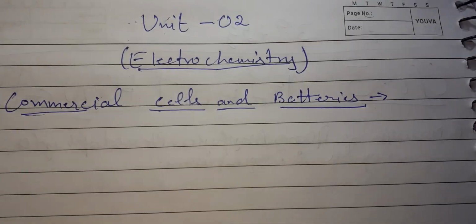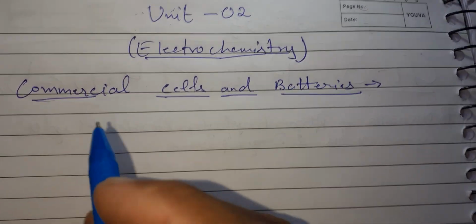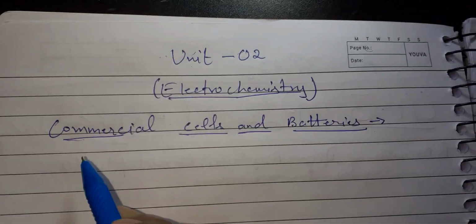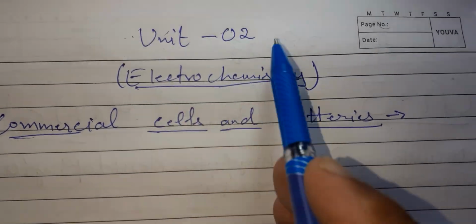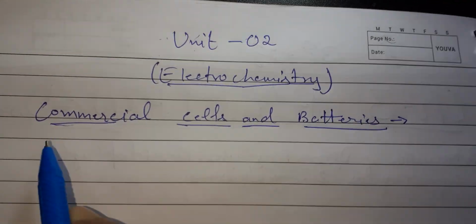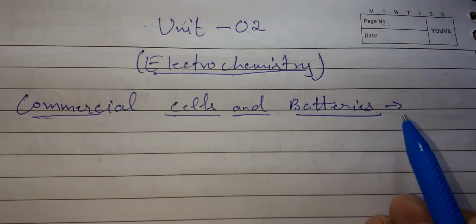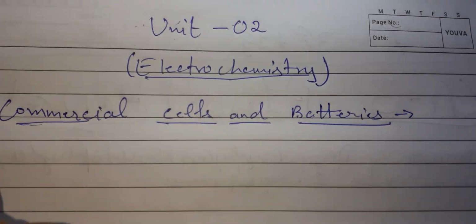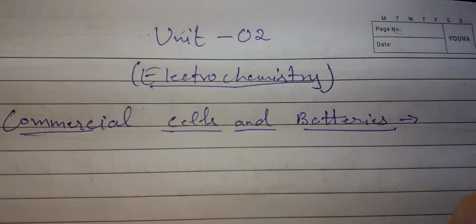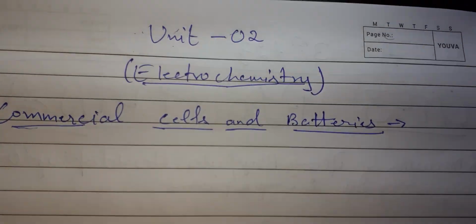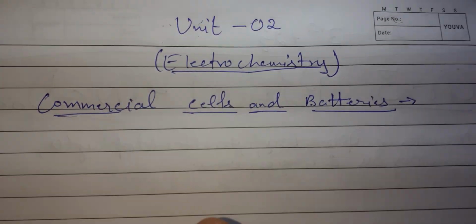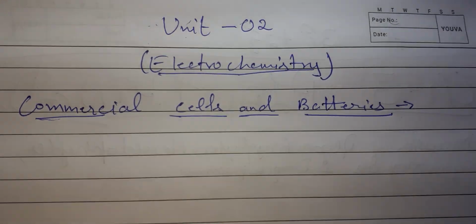Good morning, students. Today we are going to discuss the topic commercial cells and batteries. Basically, beta, this is the topic of Unit 2 Electrochemistry. We will start with the commercial cells and batteries today. All of you know that electrochemical cells are very important in our daily life. These are used in watches, wall clocks, remotes, etc. There are a number of applications of electrochemical cells in our daily life.